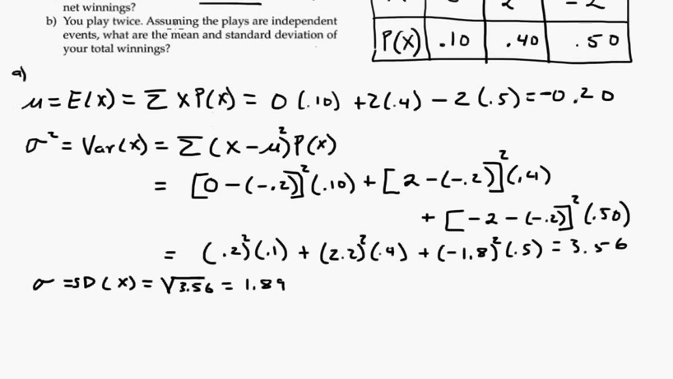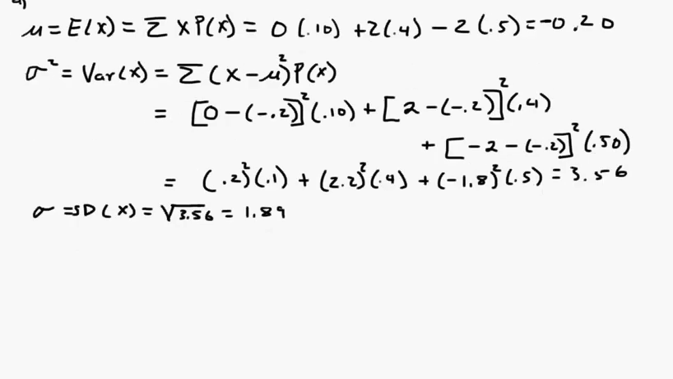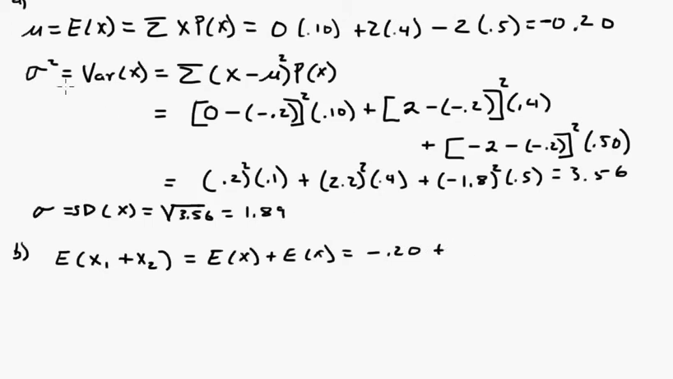What about B? You play twice, assuming the plays are independent. So that means we can add the variances. Okay, so B is we just play the game twice. So what do we expect to make? So we play it once, and then we play it again. So the event happens twice. So that's just the expected value of x plus the expected value of x. So that's going to be negative 0.20 plus a negative 0.20. So not a very smart thing to do. Okay, and then that's expected value.